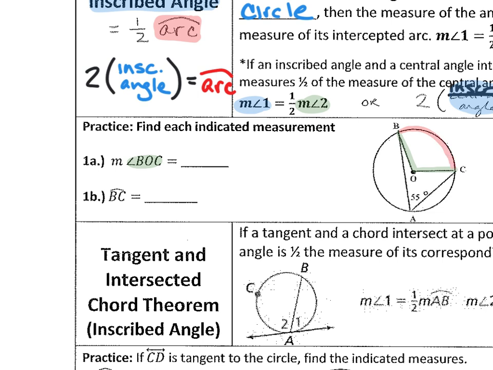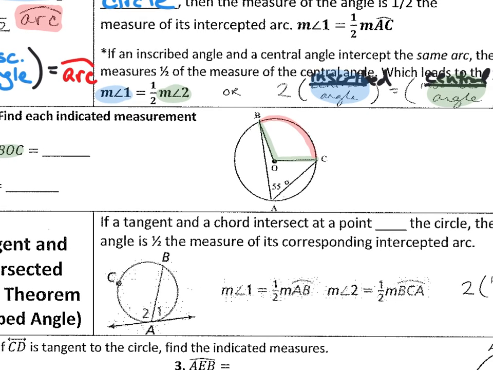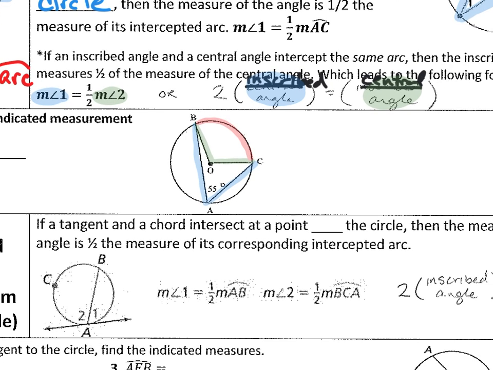Okay. The second part of this is going to ask you for BC. So those are the two things we're looking for. The only piece of information you're given in this image, the only number, is this inscribed angle BAC. So we have to think about the relationship between the inscribed angle and the central angle, or the inscribed angle and the arc.